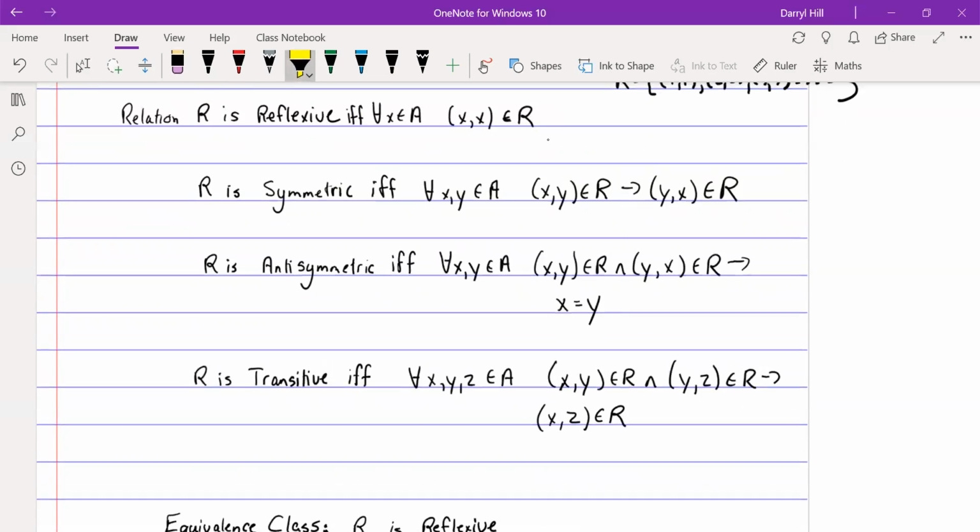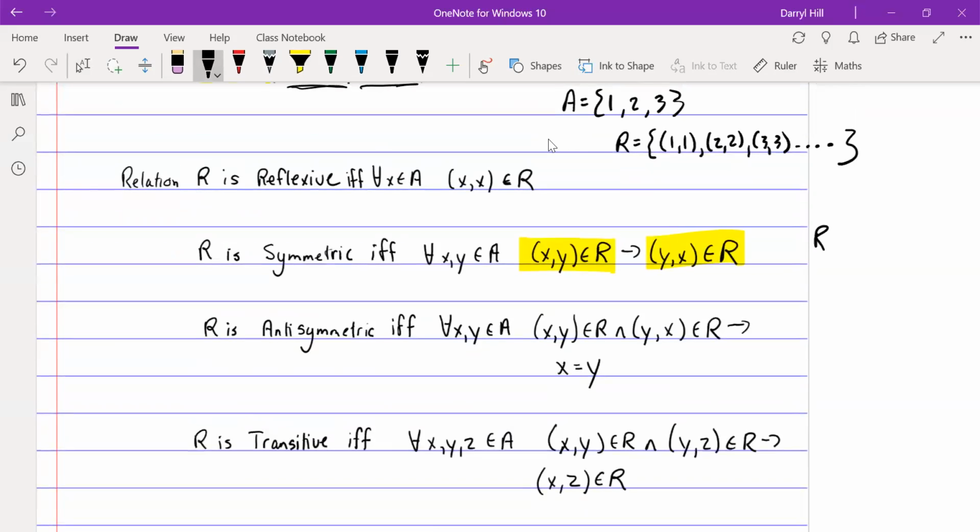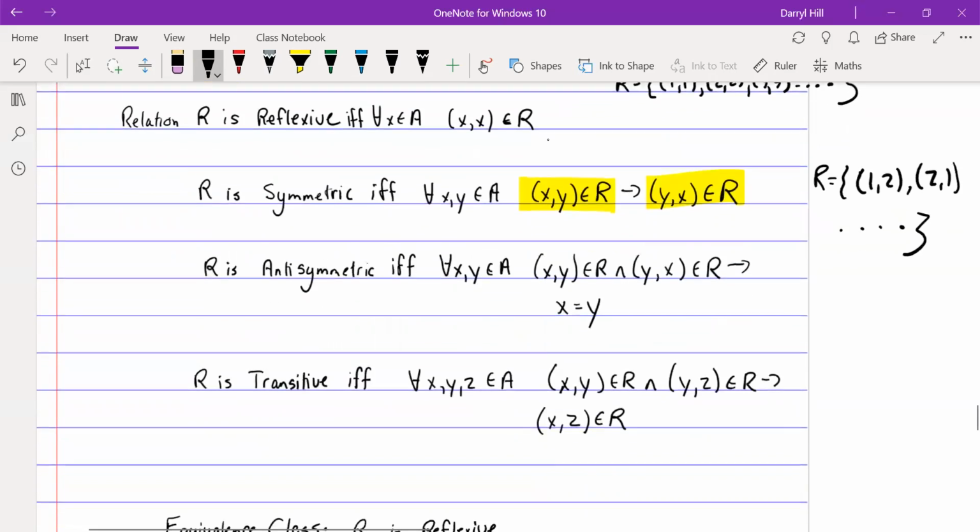It's symmetric if xy being a member of that relation implies that yx is a member of that relation, right? So if I have a relation R and I have 1, 2, then I must also have 2, 1 in order for it to be symmetric, and then whatever else. So for every element that maps x to y, I also must have a relation that maps y to x.